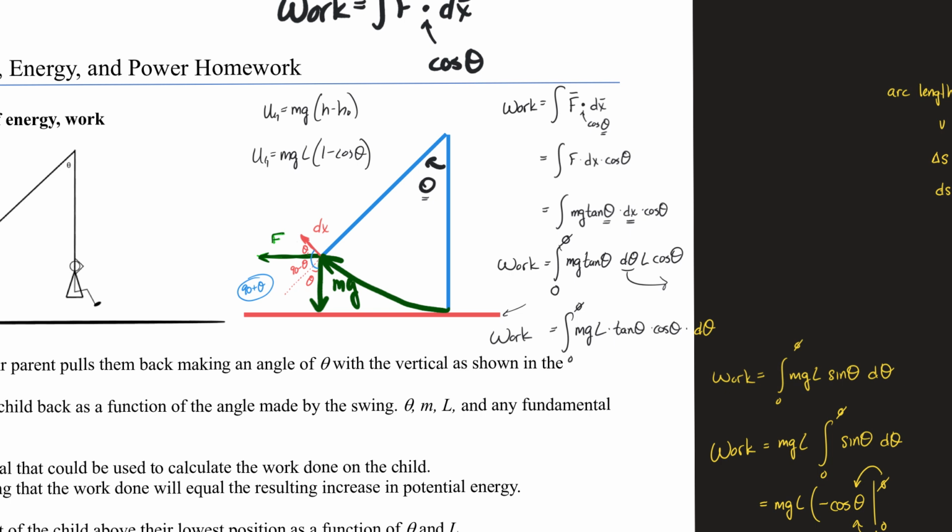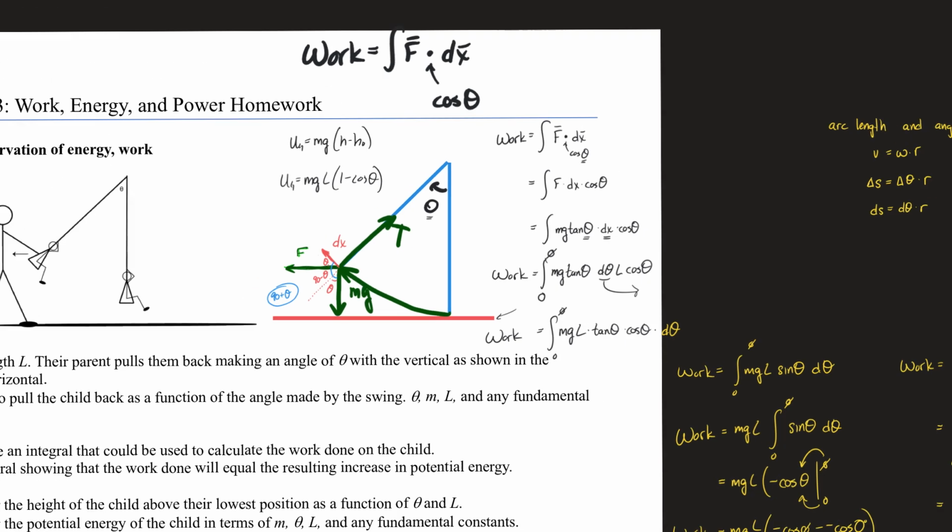Yes, and I expect you guys to say that. The tension force is this way. It is perpendicular to the displacement. It does no work. Certainly it caused the child to travel in a curved path, but it itself did no work because it was perpendicular to the motion of the child.